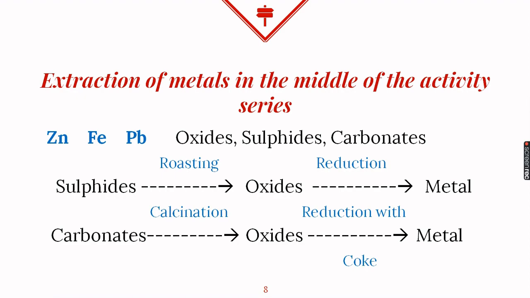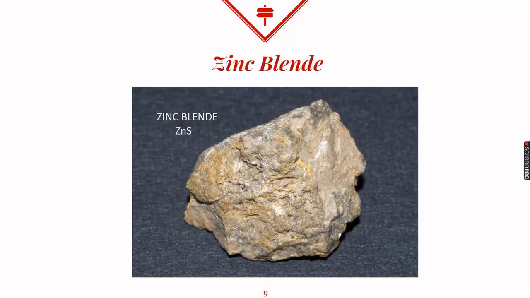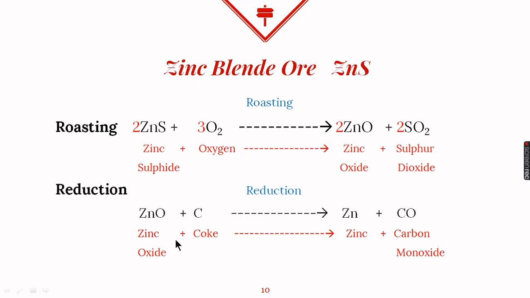So we are going to start with the sulfide ore of zinc, which is called zinc blende. As it is a sulfide ore, we perform roasting for it. Zinc sulfide is heated strongly in the presence of excess of air, so it combines with oxygen to give us zinc oxide along with sulfur dioxide gas. Zinc oxide produced is reduced using a reducing agent, coke. Now coke is a form of carbon, and we obtain metal zinc along with carbon monoxide gas.